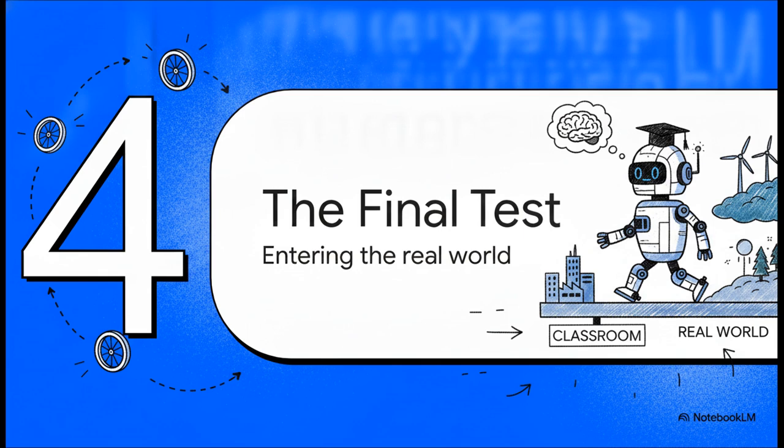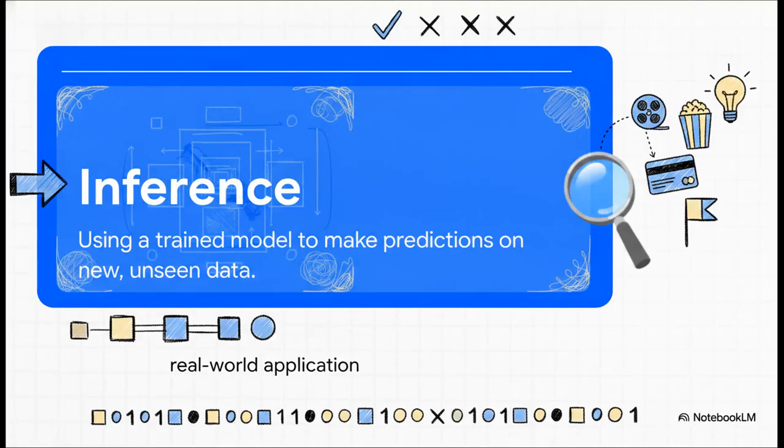The training wheels are coming off. So the crucial point here is inference. Inference is the final exam. It is the real-world application of literally everything we've talked about today. It's the process of using our fully trained model to make predictions on entirely new, completely unseen data.